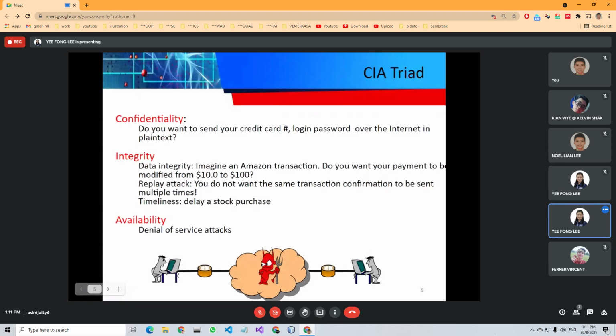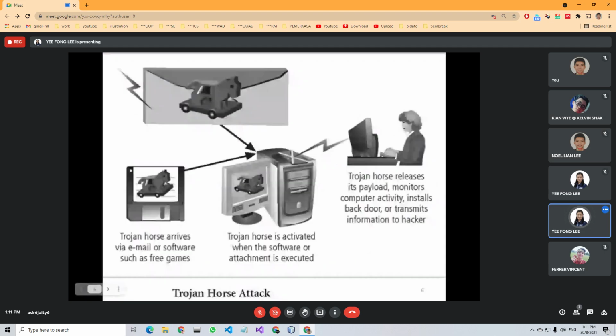Right? We continue. Trojan horse attack. Do you still remember we learned what a Trojan horse is? Maybe three of you can share with me, since this is a revision topic. Who wants to share your understanding of Trojan horse?